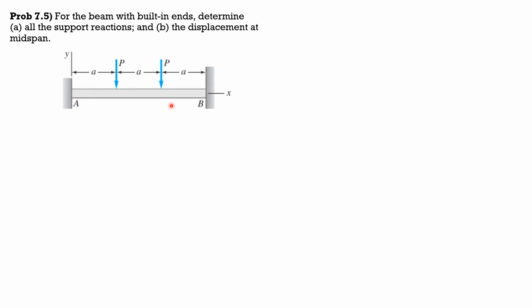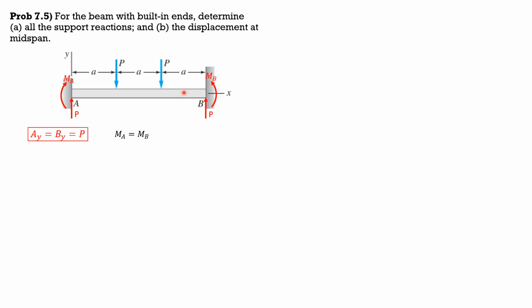For the beam with built-in ends, determine letter A, all the support reactions, and letter B, the displacement at mid-span. So here is the given beam. Observe symmetry again: the slope at the mid-span is zero and AY equals BY equals P, MA equals MB. So that's P, we already answered the vertical support reactions. So AY equals BY equals P and MA equals MB.